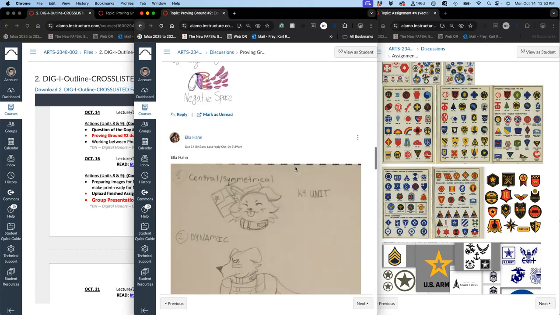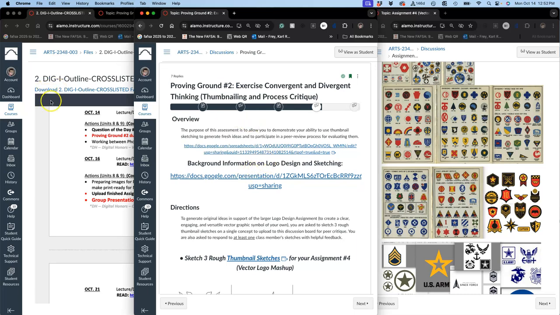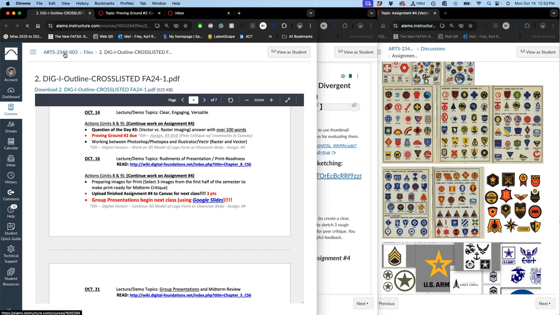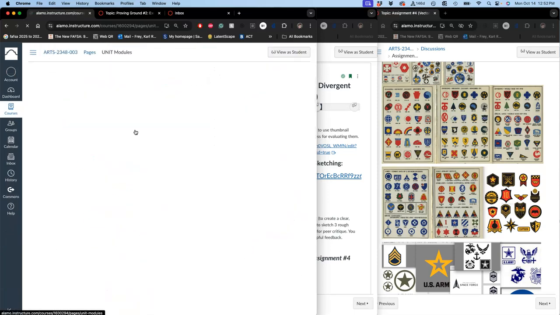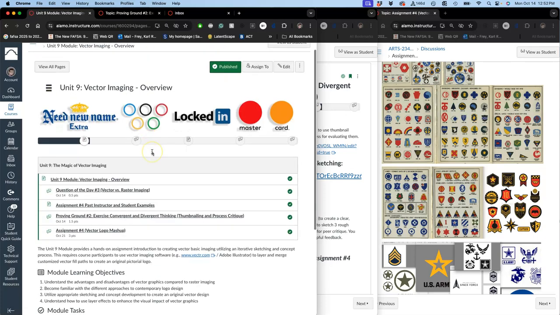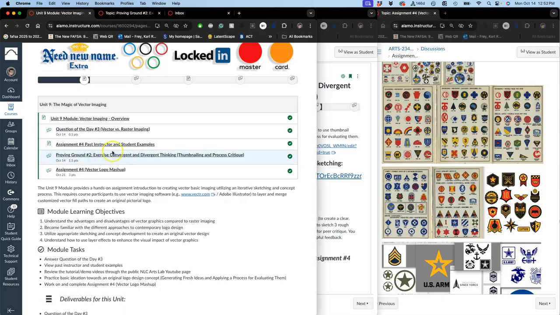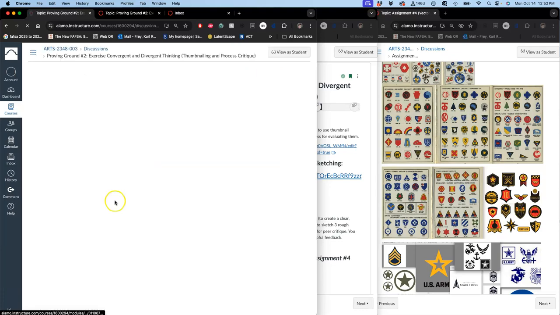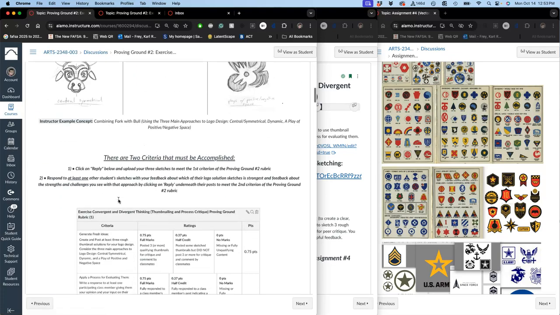How can we think about this? Well, if we go up to the very top of the proving ground, and how do we get to the proving ground? This is a little different than what we've had before. All of this is in the unit module, but it's the unit module after group presentations. So it's unit 9, like it says in our course outline. We're working on unit 8 and unit 9 because our group presentations are next week, next Monday. So those are going on. Our vector design is unit 9, and part of that is the proving ground. So you can get to it that way after going through the question of the day and the past examples, and you get to this page.